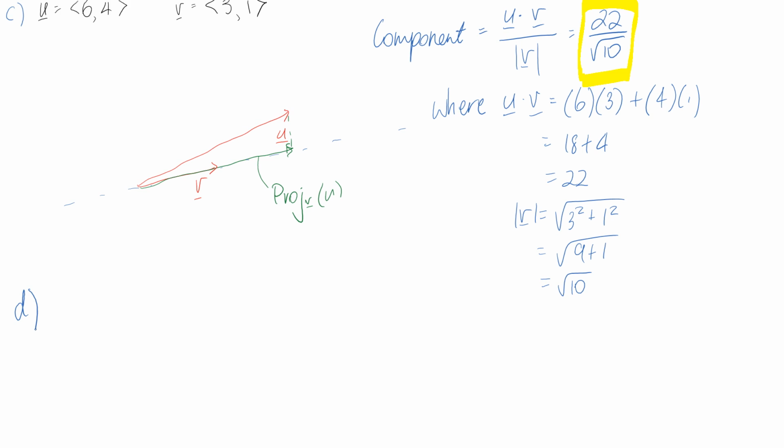And for part D, I'm going to redraw our sketch. So the u and v vectors are exactly the same as before. But this time we're projecting the other way. So this here is the direction of u, and we want to drop a right angle here and pop v onto u. So it's going to be like this part in here that we're solving for. So now this is the projection of v onto u.